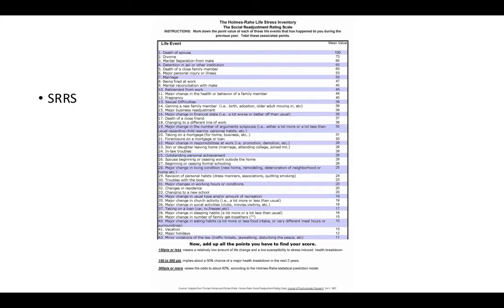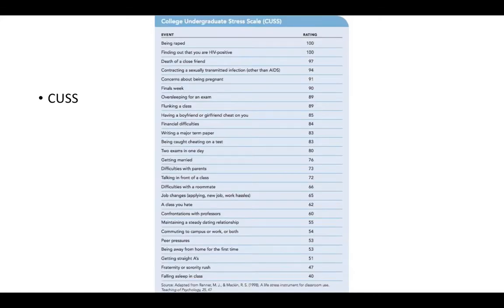Here's the SRRS. You kind of answer all these questions and add it up, and you can see at the bottom, if you're at 150 or less, it means you have no significant problems. 150 to 200 is some kind of mild life crisis. 200 to 300 is a moderate life crisis, and over 300 means you're dealing with a lot of stuff all at once. That's the college undergraduate scale.